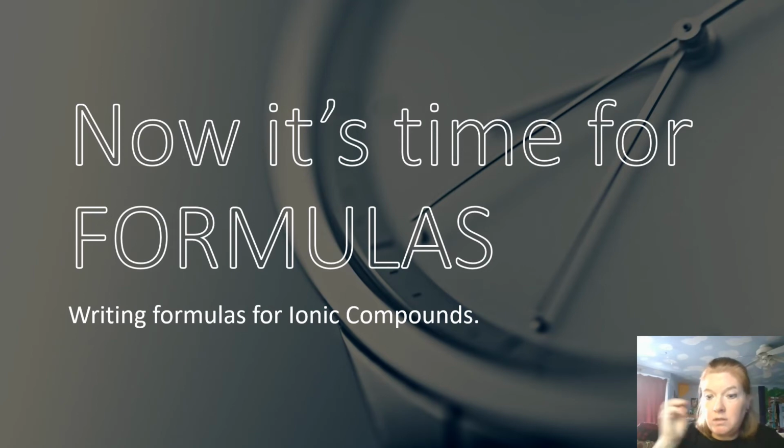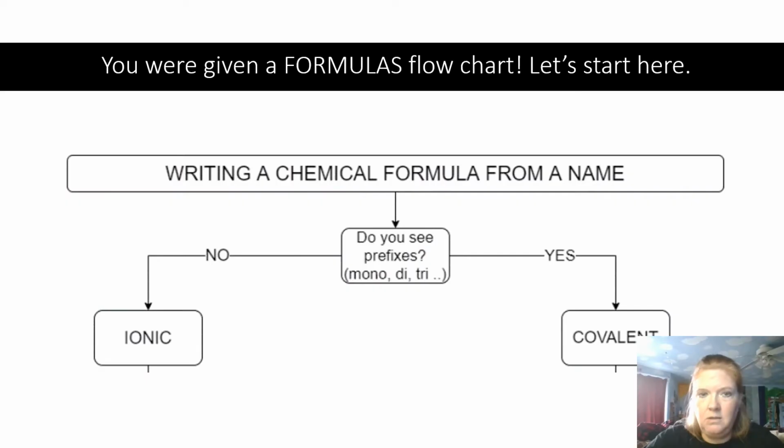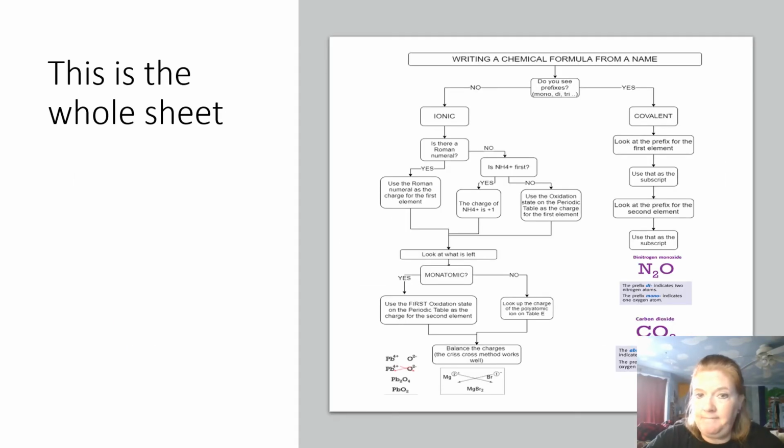All right, so those are 3 ways to name, well, 4 ways. We did 4 examples of naming ionic compounds. Now it's time to write ionic formulas. So you were also given a flow chart, looks like this, the whole thing all together.